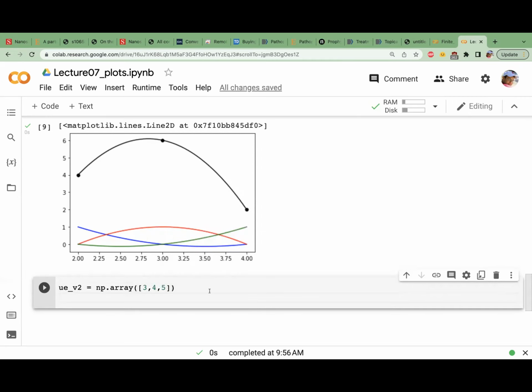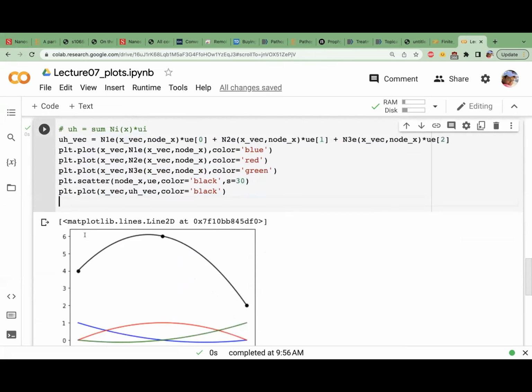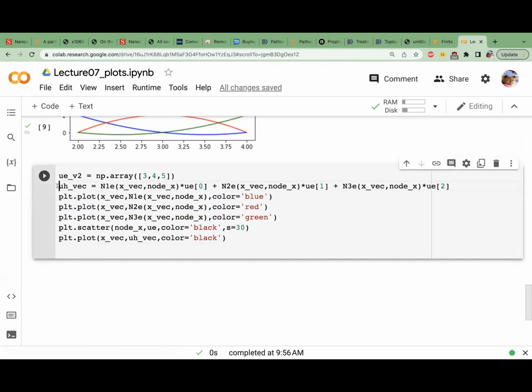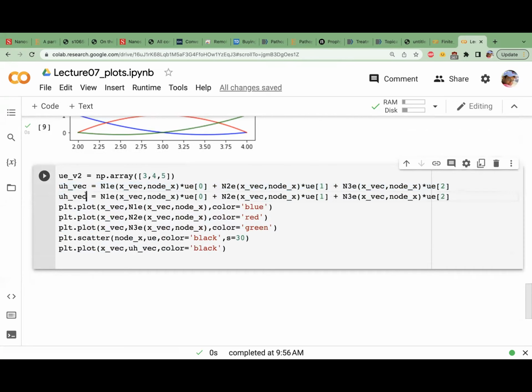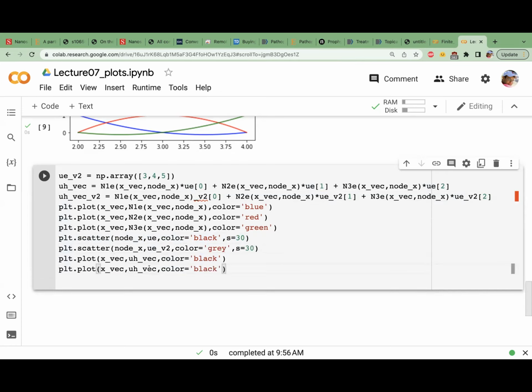and I use those UE now, then I'm going to repeat this. I'm going to keep plotting the first one, but I'm also going to plot now a second one. Let me call it UHB2. It's the same shape functions, exactly the same, but now I'm going to use these other 2 values. I'm going to scatter them as well. So here I'm going to scatter both the UE, the original ones, and now the new ones with a different color. Let's use gray. And then I'm still going to plot the original one, but I'm also going to plot this new one, also in gray.